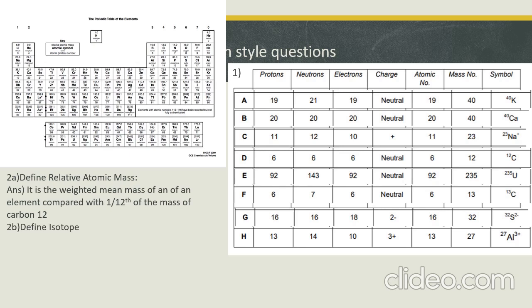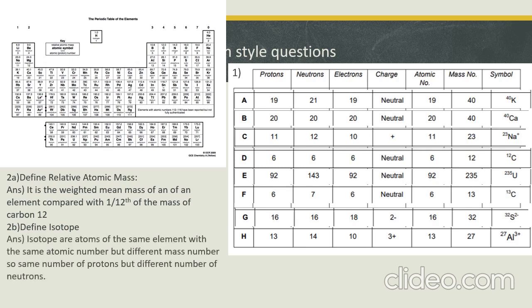Isotope. Isotopes are atoms of the same element with a different number of neutrons but the same number of protons, so different mass number but the same atomic number. Isotopes are atoms of the same element with the same atomic number but different mass number, so the same number of protons but a different number of neutrons.